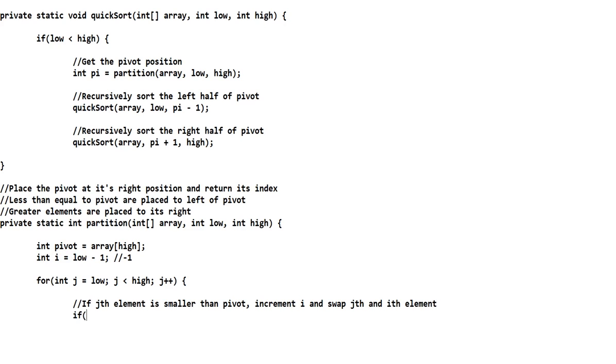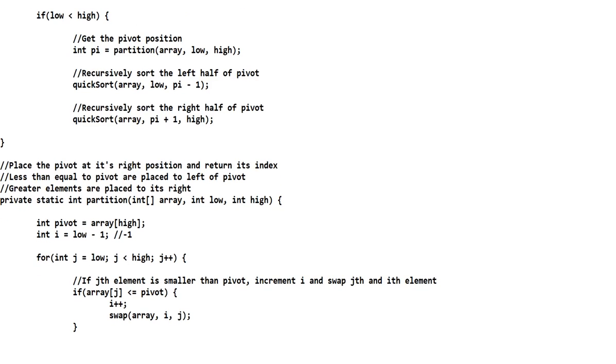So we're going to compare the jth element with the pivot. If array of j is less than equal to the pivot element, we are going to increment our less than equal to pointer. So we're going to increment i, and then we're going to swap the ith element and the jth element. So we're going to swap i and j element.